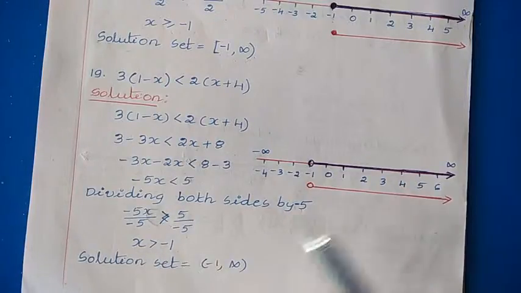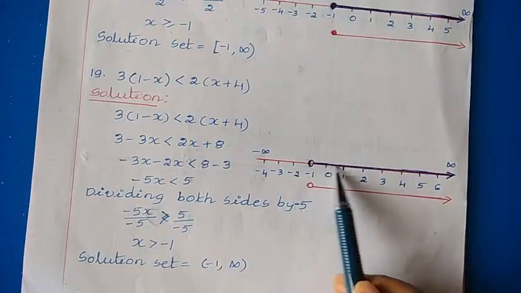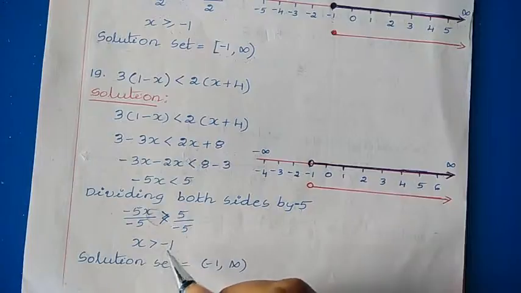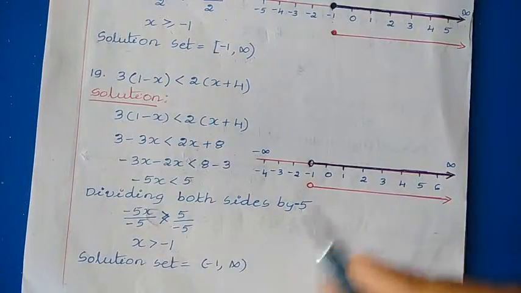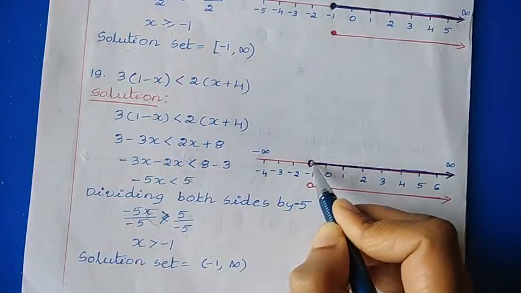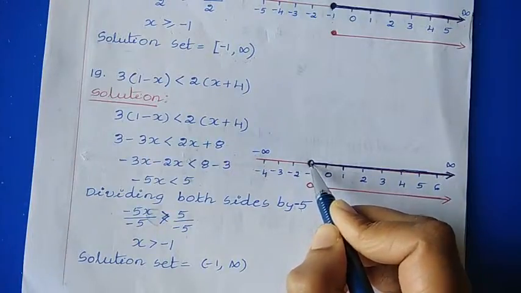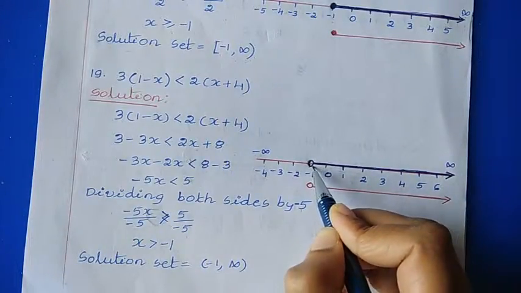So x is greater than minus 1 means on the number line you can represent it this way, and here minus 1 is not included. So that is the reason that I have used a hollow circle here. I have not shaded this one. I have not used a solid circle here.